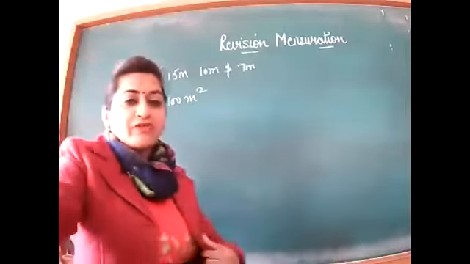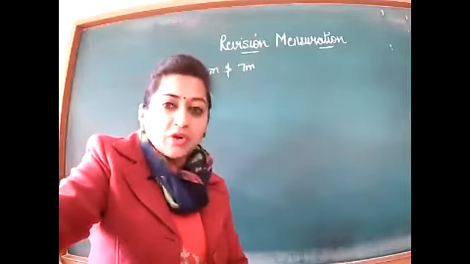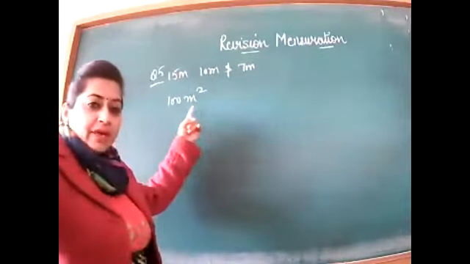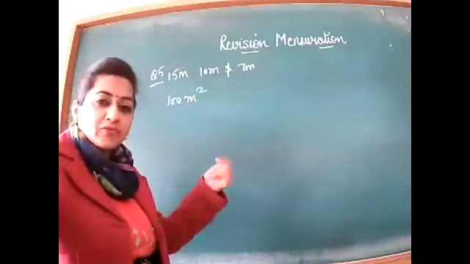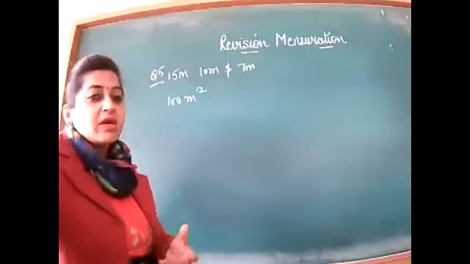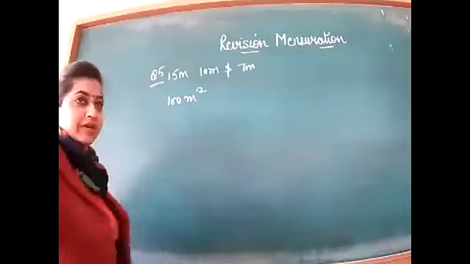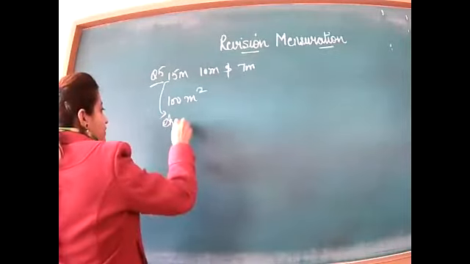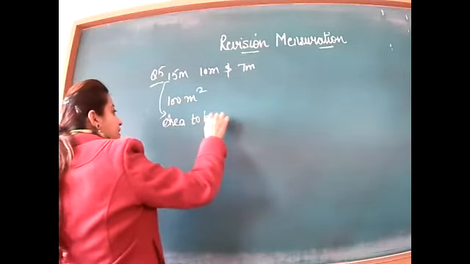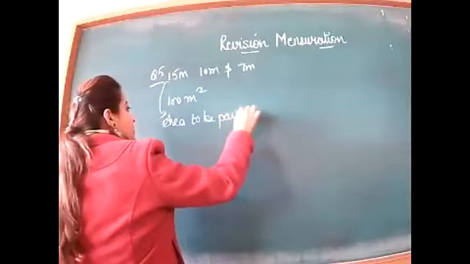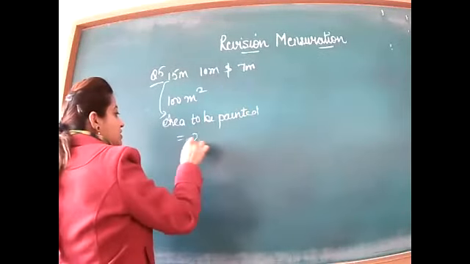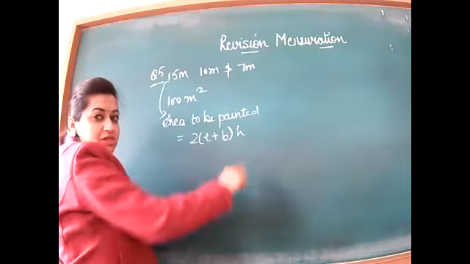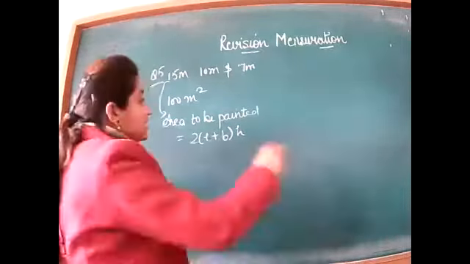So what you will do, you will find the area of 4 walls plus area of the ceiling, and that area will be divided by this area that is painted from one container. So that will give you the number of containers. So you will get the area to be painted. This is your area of 4 walls plus area of ceiling.